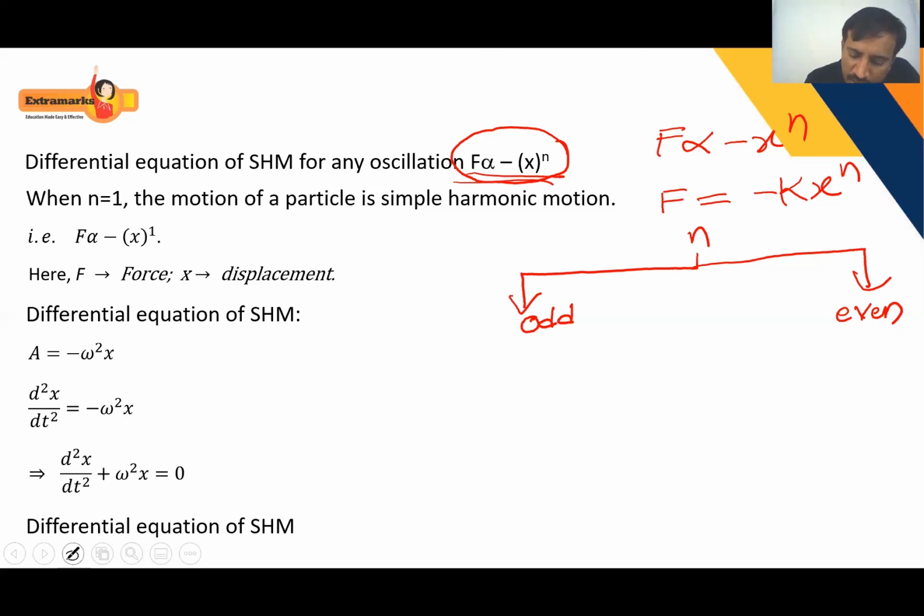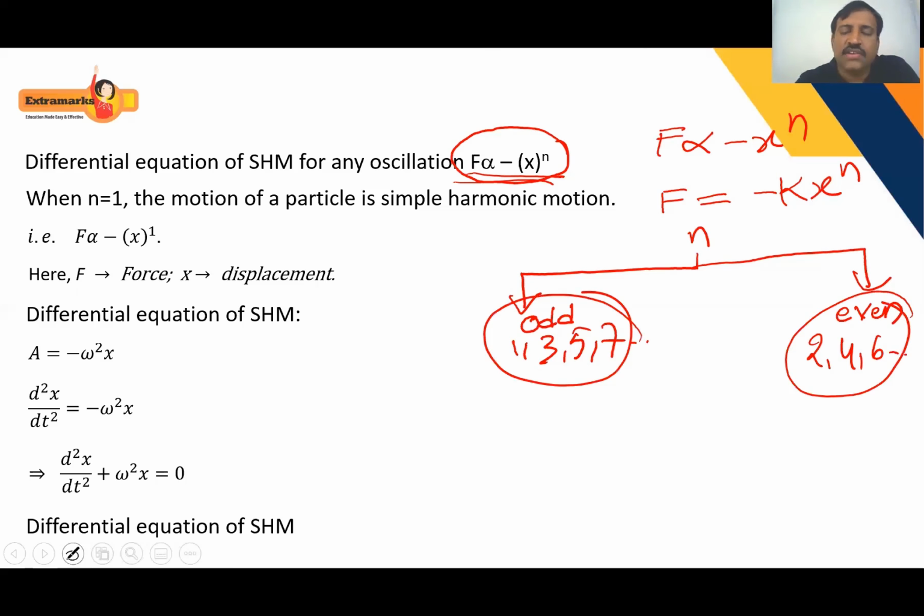Odd means 1, 3, 5, 7 and so on, which are not divisible by 2. You know that even is nothing but 2, 4, 6 and so on. So whenever n is an odd number, obviously it must be oscillatory. Then if it is even, it should be translatory. Translatory means there is no to and fro motion, it moves in only one direction. Oscillatory means it is moving front and back.